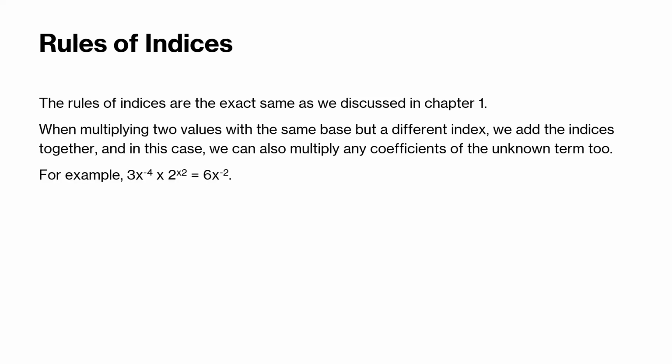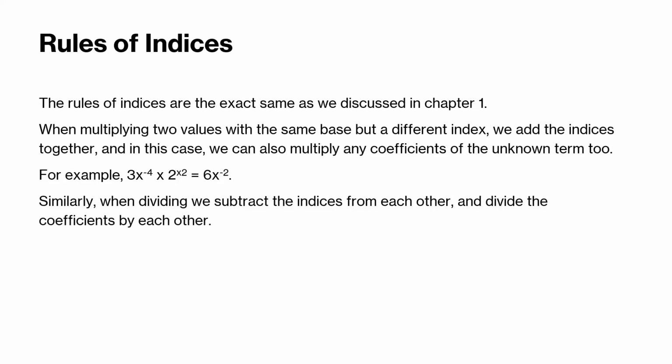example, 3 multiplied by x to the power of negative 4 multiplied by 2x to the power of 2 would give us 6x to the power of minus 2, since we have 3x to the power of minus 4, multiplied by 2x squared. The minus 4 plus the square would give us minus 2, and we do the 3 multiplied by the 2, the coefficients, to give us 6x to the power of negative 2.